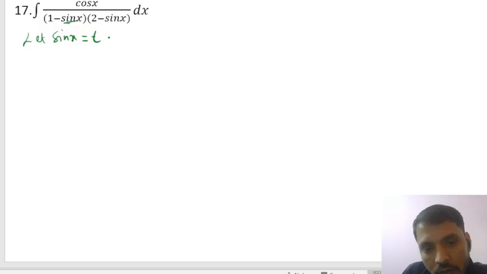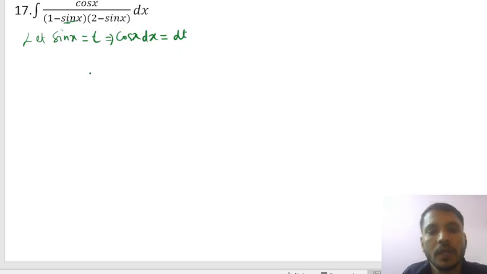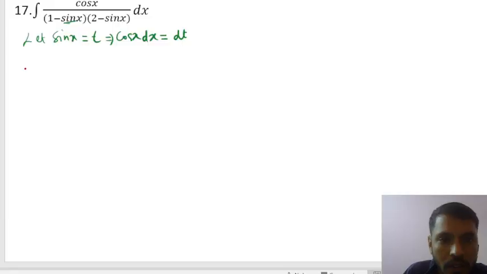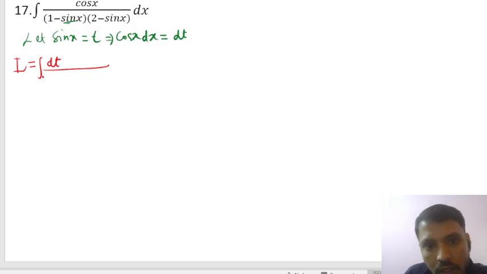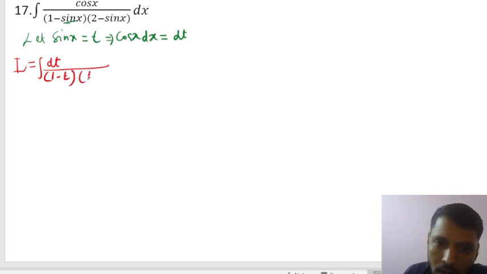So what is the differentiation of sin x? It will become cos x dx, and this is equal to dt. Now our I will become: I is equal to the integral of dt divided by (1 minus t), because sin x we have considered as t, and (2 minus t).